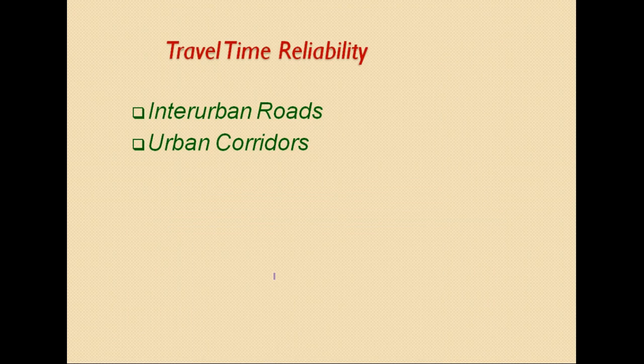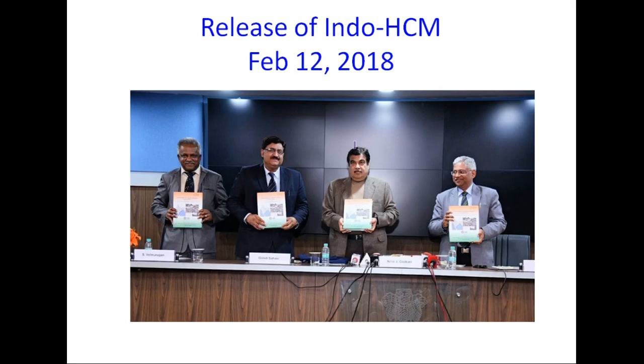Another important feature of this manual is introduction of travel time reliability, and this has been demonstrated to work as a performance measure for interurban roads as well as for urban corridors. A complete procedure is given in the manual for determination of travel time reliability and level of service. Finally, the manual was released by our Honorable Minister of Road Transport and Highways on February 12, 2018.